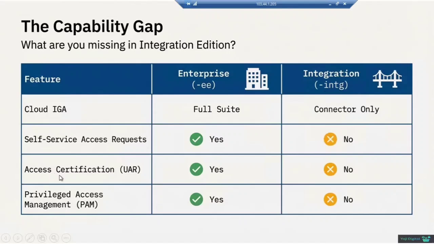At the same time, access certification. This module is entirely not available in your integration edition. It is available fully only in your enterprise edition. Similarly, PAM, privileged access management, is also completely available only in the enterprise edition, and it's not available in your integration edition. So these are the major differences between the enterprise edition and the integration edition.